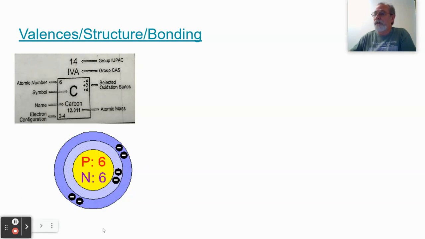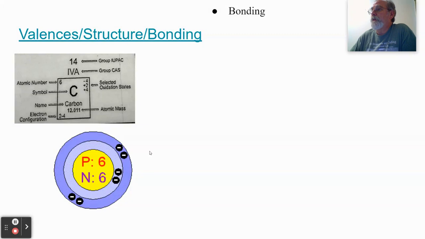This is the Bohr model. Protons and neutrons do not always equal. Sometimes they do, like in carbon. But how do you get the number of neutrons? You subtract the atomic number from the atomic mass, and whatever you're left over with, the whole number, is the number of neutrons.